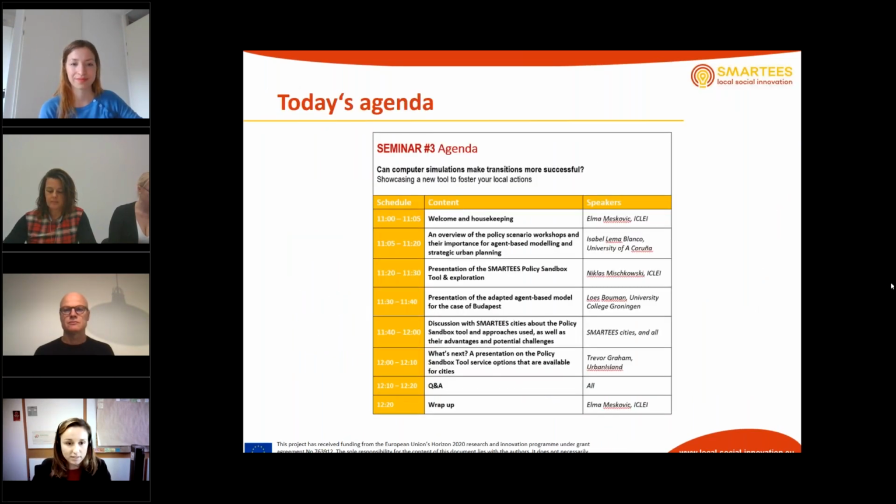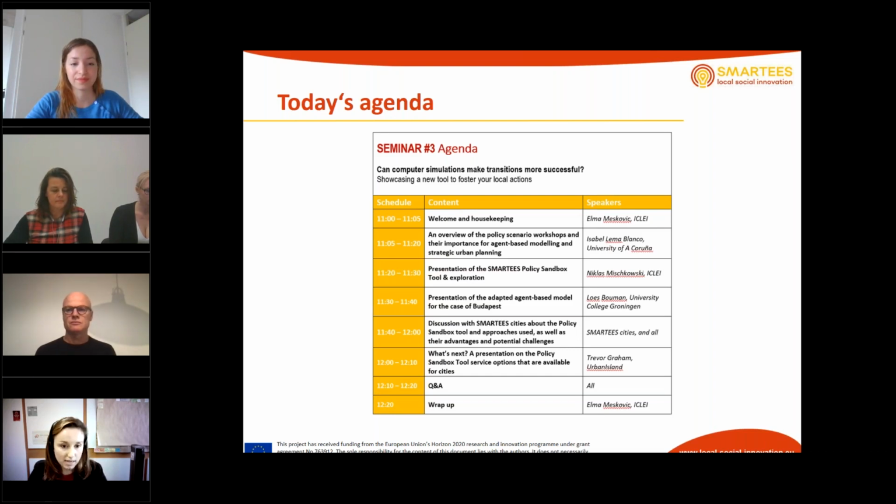This is our program for today. I'll spend another minute or so with the welcome and housekeeping. Then we will hear from Isabel Lema Blanco, who I hope is with us. There was some technical difficulty early this morning. Isabel will provide an overview of the policy scenario workshops that were implemented within the project and discuss how they are important for agent-based modeling, as well as a city's strategic urban planning.